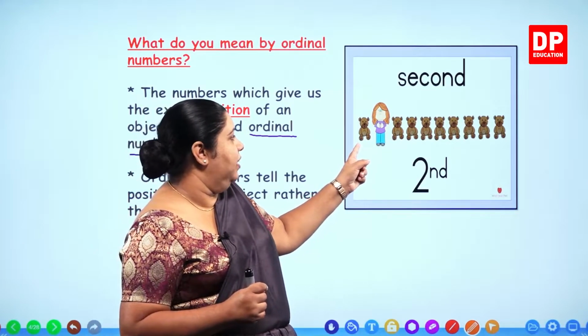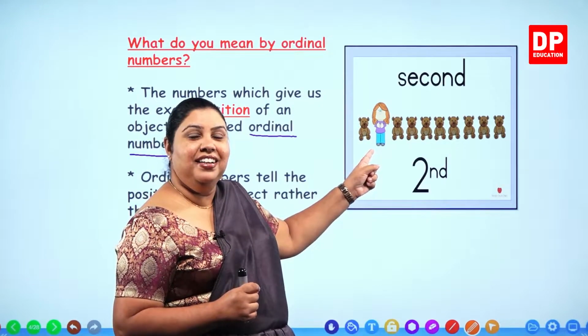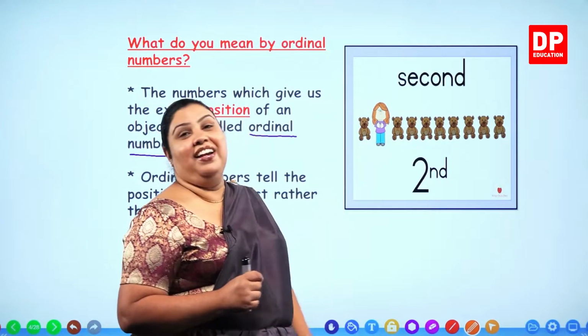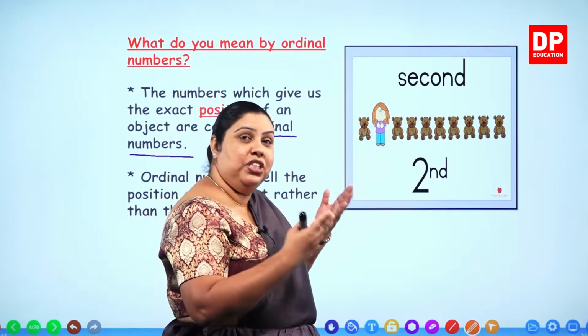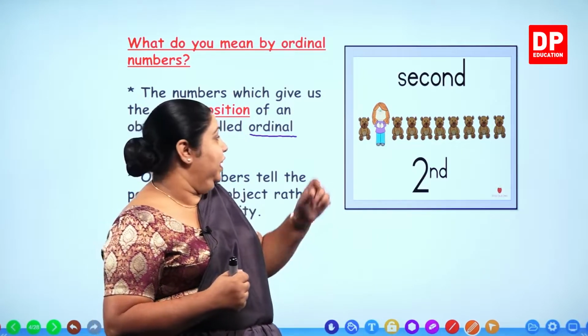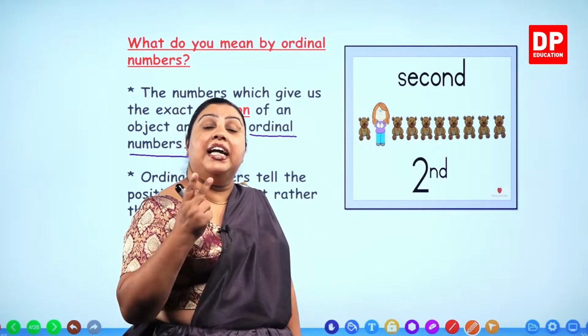Look at the first one. Is a bear. But the second one. The second one is that little girl. So now if we want to find the position of this little girl, we don't say she is 2. We say she is second.